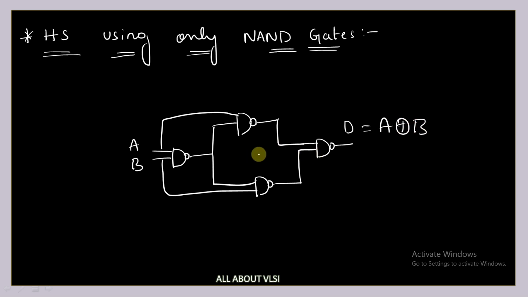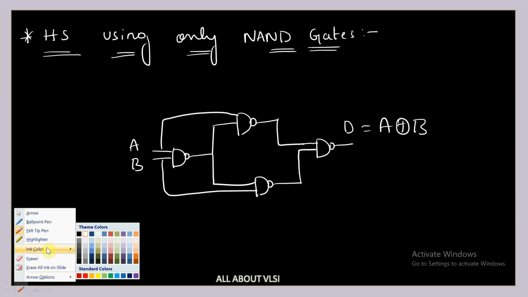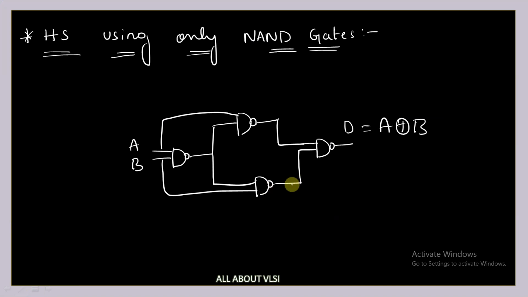Now I want A bar B. So from where can I get my A bar B? If we observe at this output, the equation we are going to get is A B bar, and this is B. So here we are going to get B dot (A B bar) the whole bar. This is the equation we are getting.